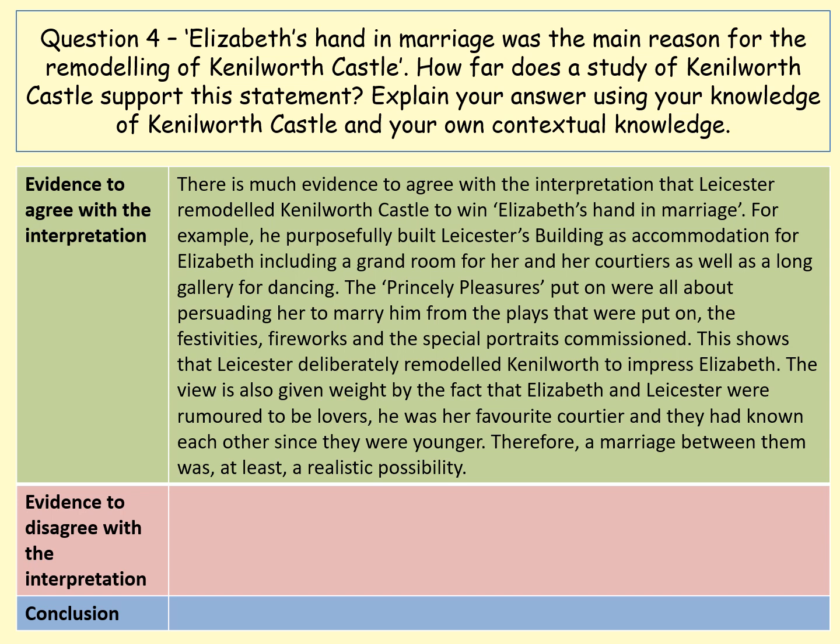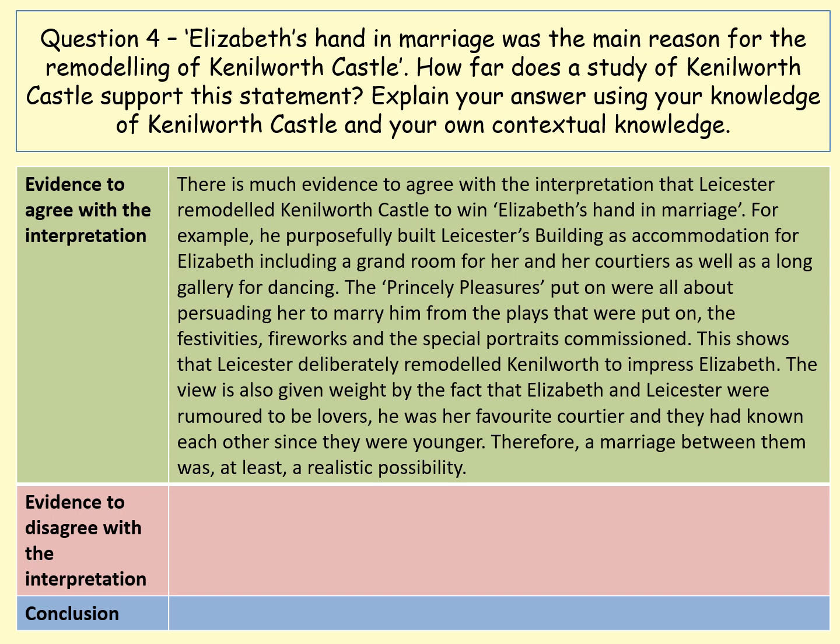So there are some ideas here for evidence to agree, and there's lots of reasons to suggest that Elizabeth's hand in marriage is a main reason for the remodelling of Kenilworth Castle. After all, Leicester's building is built specifically for Elizabeth. The whole renovations are built around the princely pleasures and this 19-day progress in 1575. So there's lots of evidence for that, and of course there were rumours of a romance between the two. We know that Leicester was made, or Robert Dudley as he was then, Master of the Horse, that he was given Kenilworth Castle, he was made the Earl of Leicester.